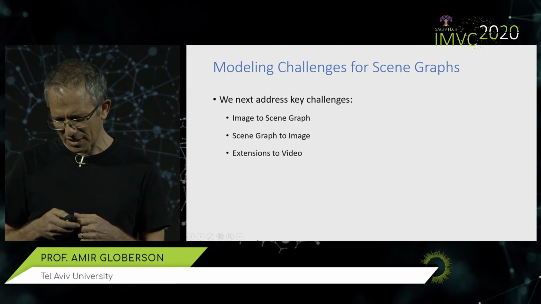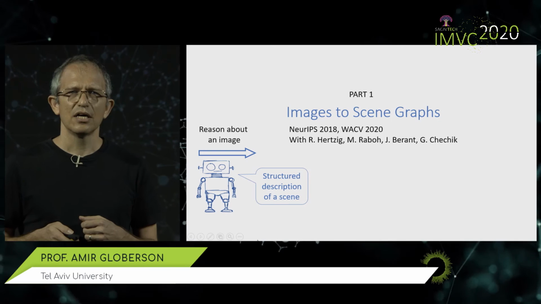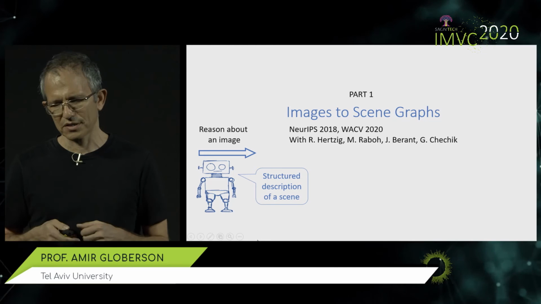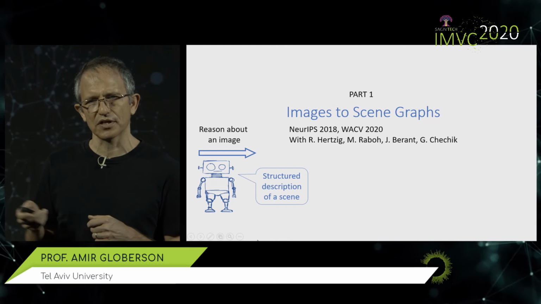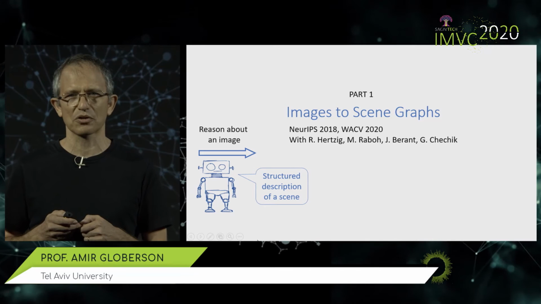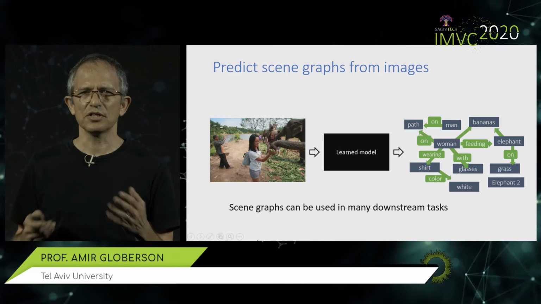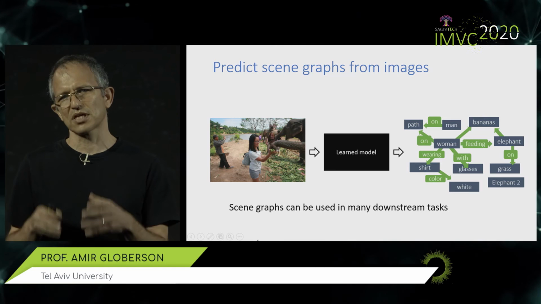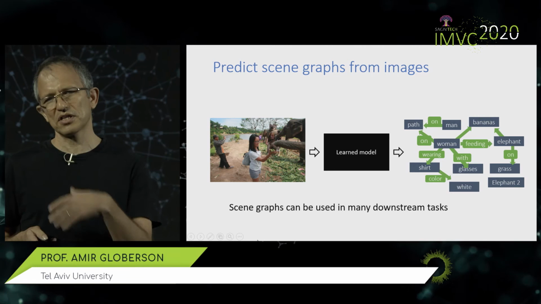Okay. So I'll start with the problem of mapping images to scene graphs. So you have an image and you want to find the corresponding scene graph. We have two works on this that I'll describe with my students Roei Herzig and Moshiko Raboh, and colleagues Jonathan Berant and Gal Chechik. So here's basically the basic machine learning problem here. We have an image and we want to build some model that will take that image and translate it into a scene graph. Okay? And we can then use these scene graphs for many tasks like question answering, et cetera.